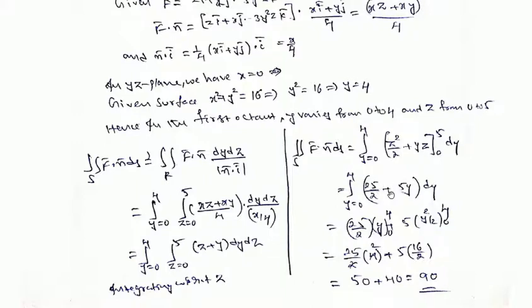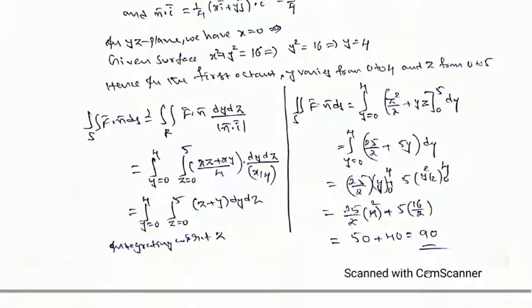Now again integrate with respect to y. So 25 by 2 is constant, the integral of 1 dy is y, and 5 is constant, the integral of y is y square by 2. Now substitute upper limit 4 and lower limit 0. So 25 by 2 into 4, plus 5 into 4 square, which is 16, by 2. Simplifying, we get 90.